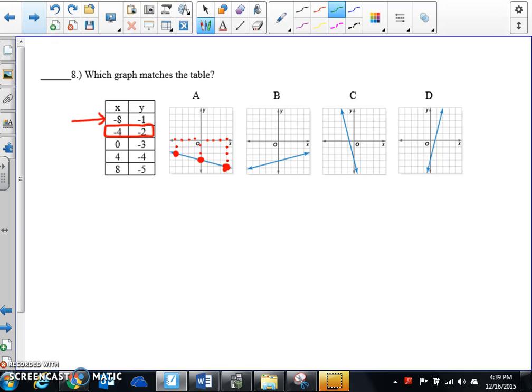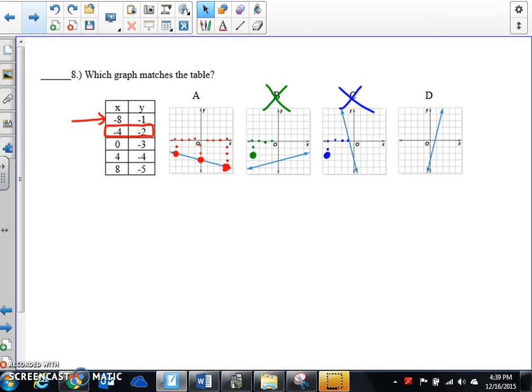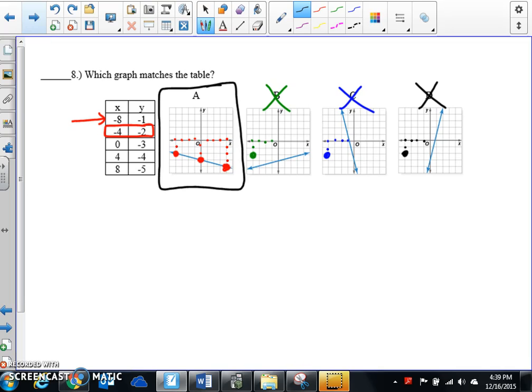So I'm going to go back to negative 4, negative 2. Negative 4, 1, 2, 3, 4, negative 2. That point is not on the line, so that doesn't work. Okay, go to the next one. That's not on the line. That doesn't work. Last one, that's not on the line either. That doesn't work. Therefore, my answer is A.